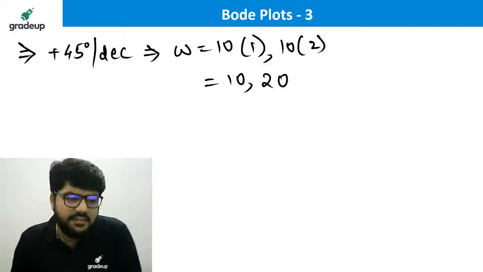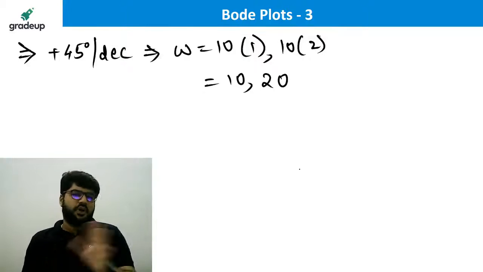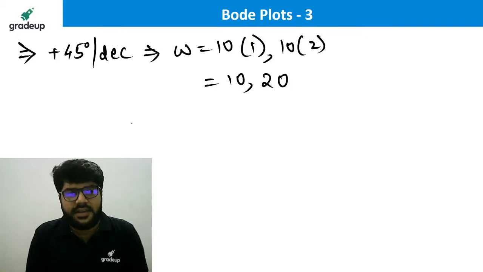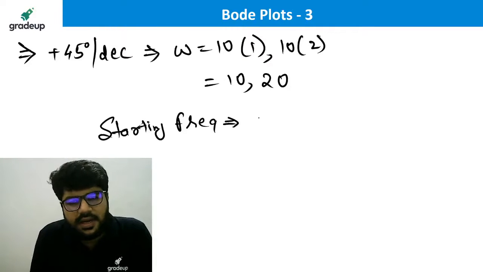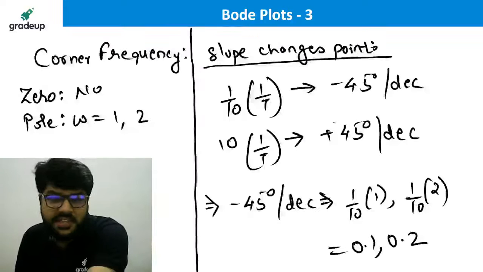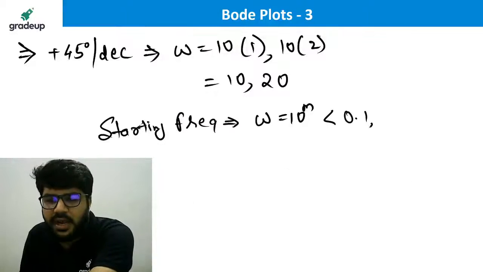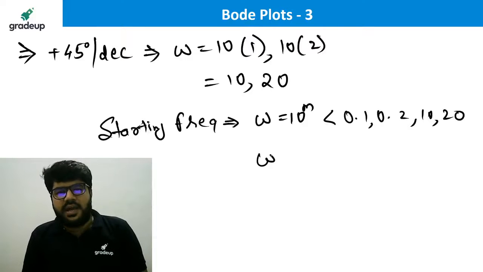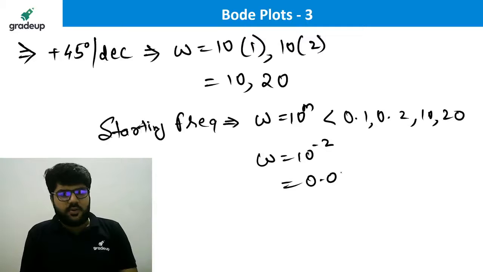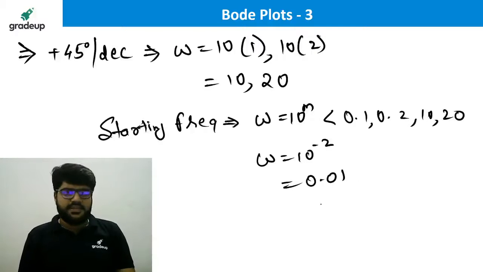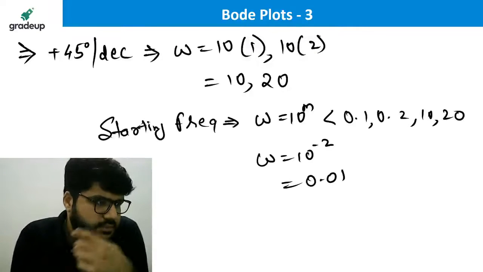Yes, the starting frequency can follow the same rule as before: it should be less than all the slope change points. The slope change points are 0.1, 0.2, 10 and 20. So I will select omega equal to 10 to the power minus 2, that is 0.01.